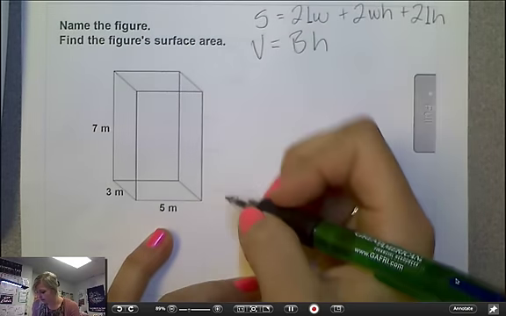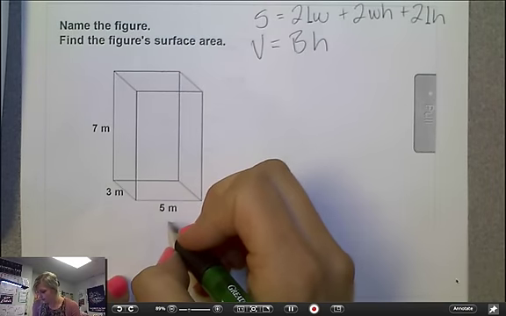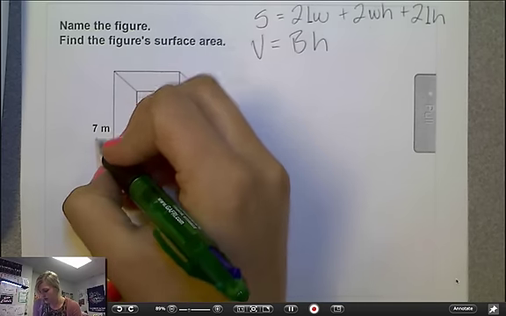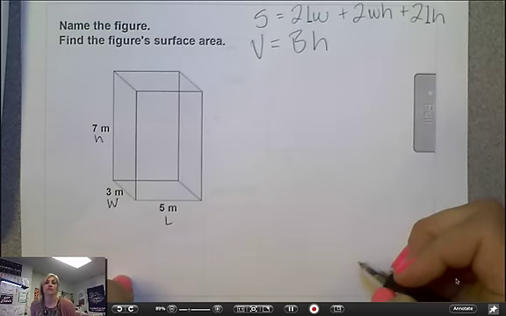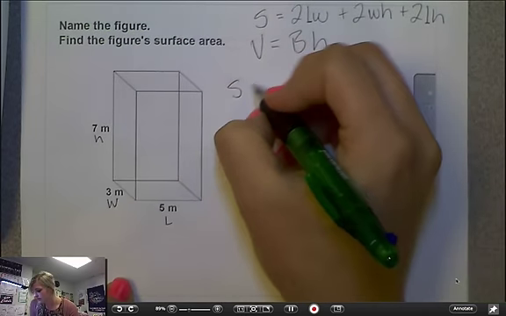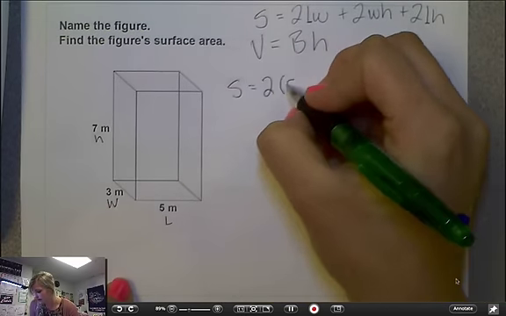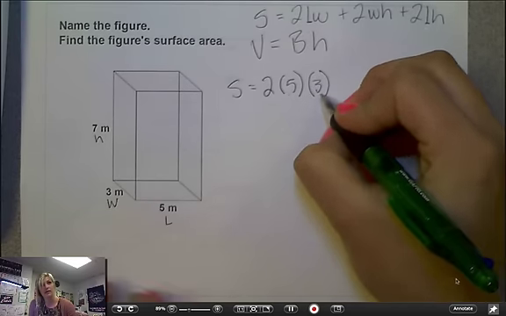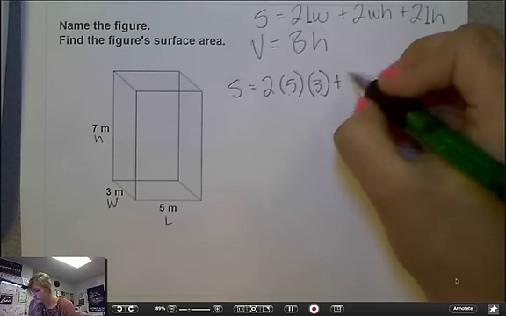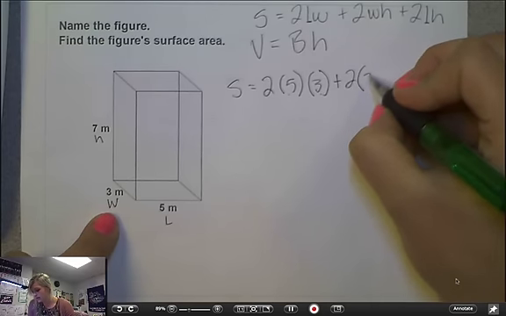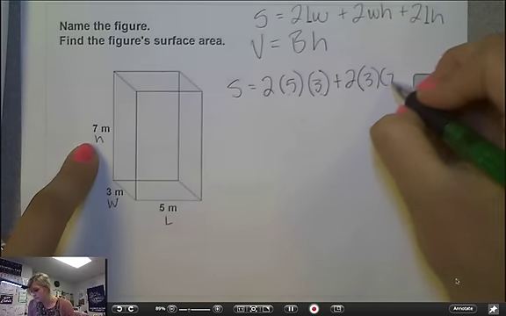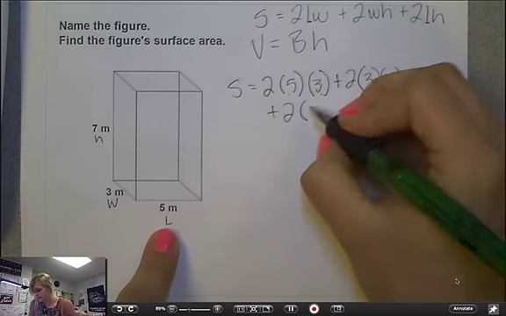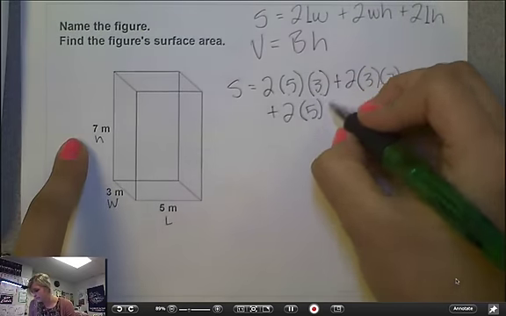So I'm going to label these length, width, and height, and then I'm just going to plug them into my formula. So surface area is equal to 2 times 5 times 3, because that was my length and my width. And then I'm going to add 2 times, my width again was 3, and my height was 7. And then plus 2 times my length, so 5, times my height, which was 7.